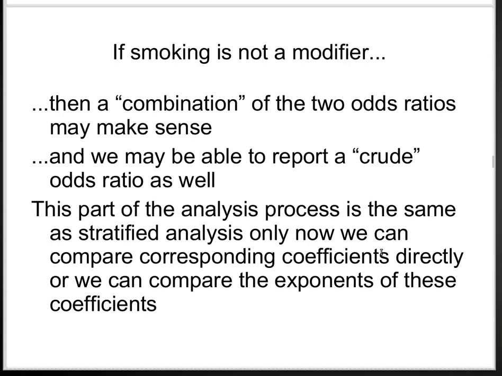On the other hand, if smoking is not a modifier, then we could say, all right, we now have two odds ratios that are the same. In other words, we have an assumed common odds ratio. We might still be able to report the crude as well. We have to figure that out.